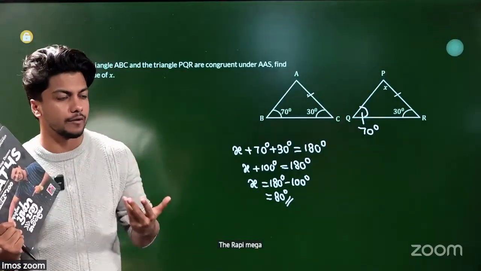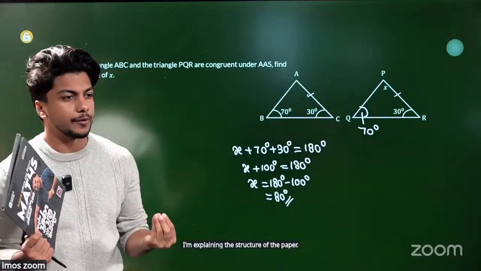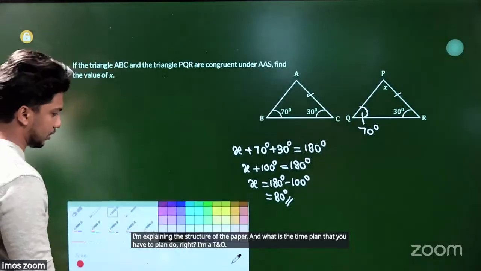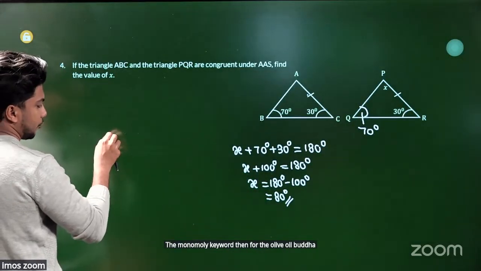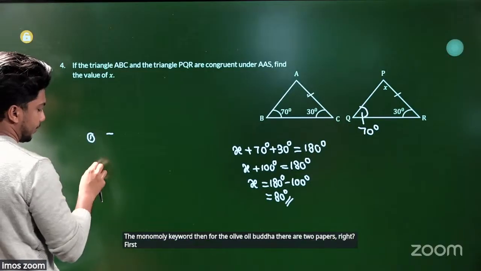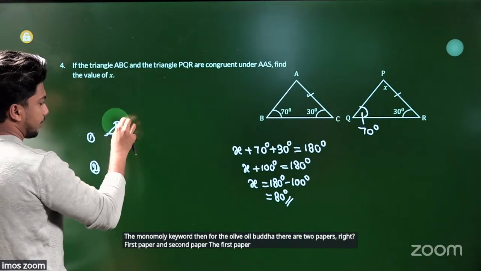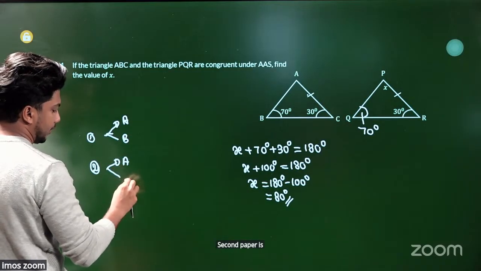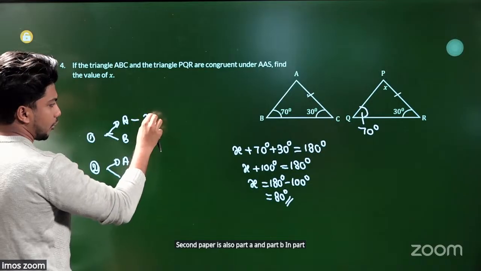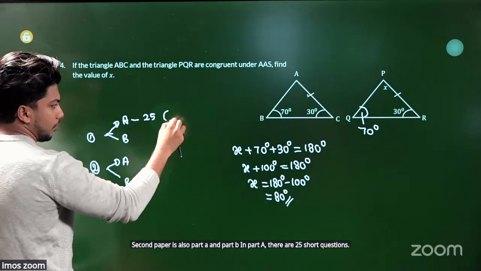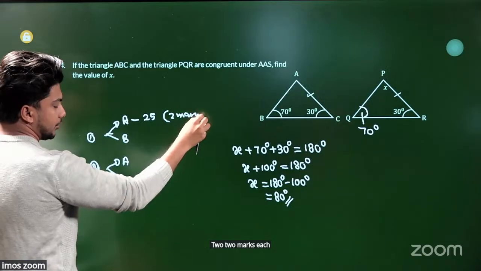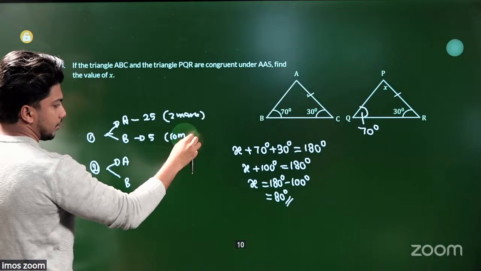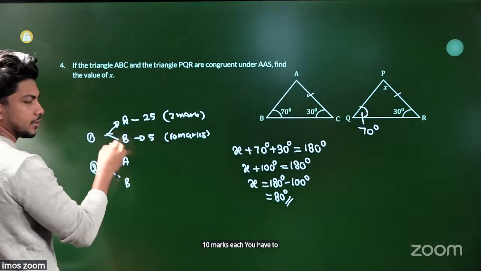I'm explaining the structure of the paper and what is the time plan that you have to do. For the all-level paper there are two papers, first paper and second paper. The first paper consists of part A and part B. The second paper is also part A and part B. In part A, there are 25 short questions, 2 marks each. In part B, there are 5 questions, 10 marks each. You have to answer all the questions in the first paper.